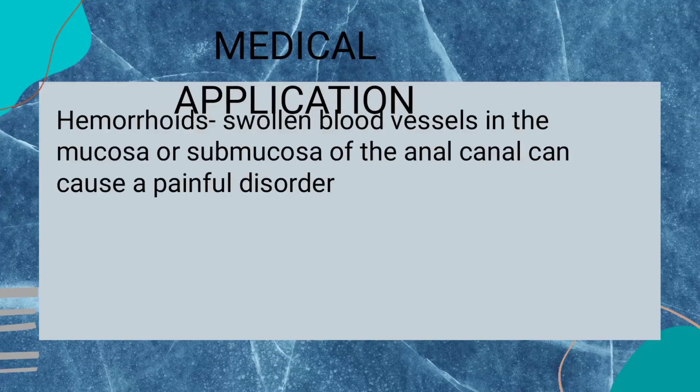Okay, next slide, we have here the medical application. We mentioned earlier the word hemorrhoids. These are swollen blood vessels in the mucosa or submucosa of the anal canal and can cause a painful disorder. Additional information, hemorrhoids are also called piles. It has 2 types, the internal and external hemorrhoids. When we say internal hemorrhoids, these are usually painless. But they tend to bleed, while external hemorrhoids may cause pain.